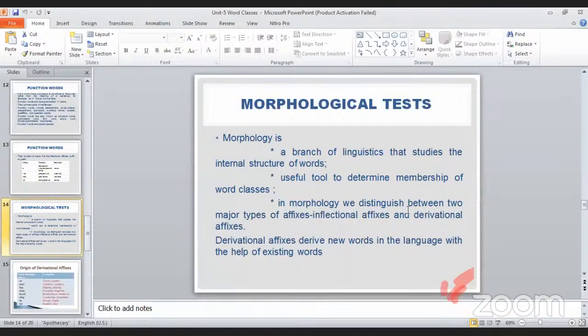In morphology, we distinguish between two major types of affixes: inflectional affixes and derivational affixes. These are very important. There's a chart there, which I'll be showing you now. I have shown you the slide that will explain how they are further classified.